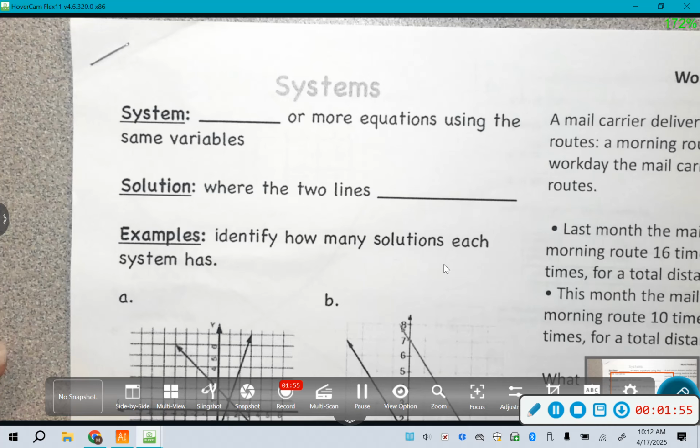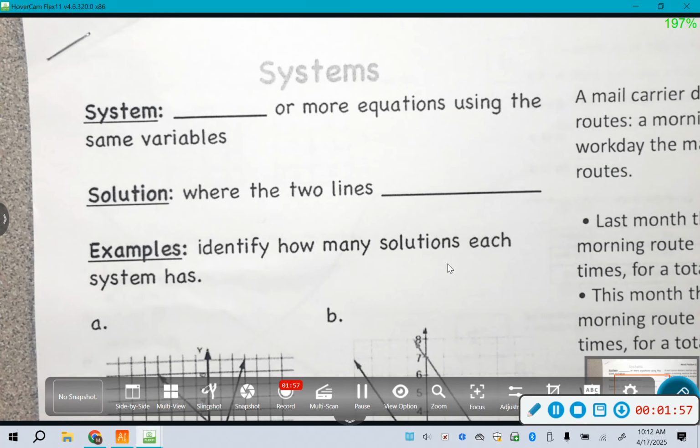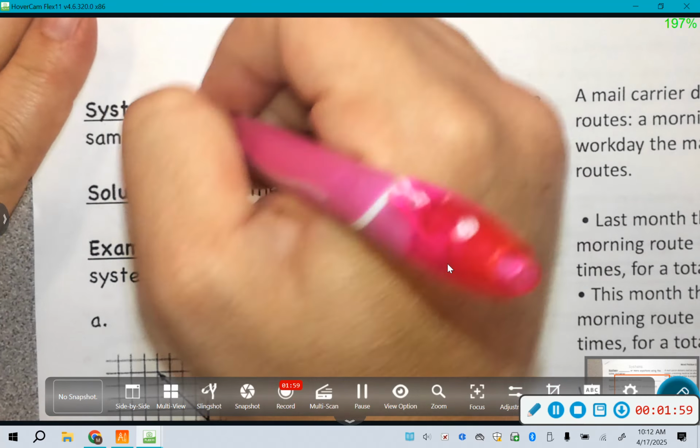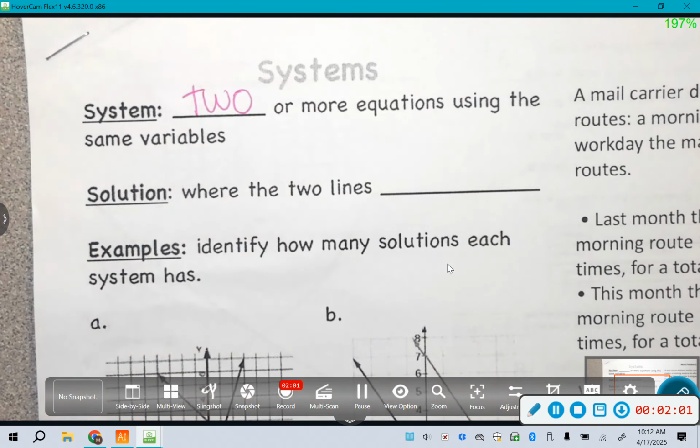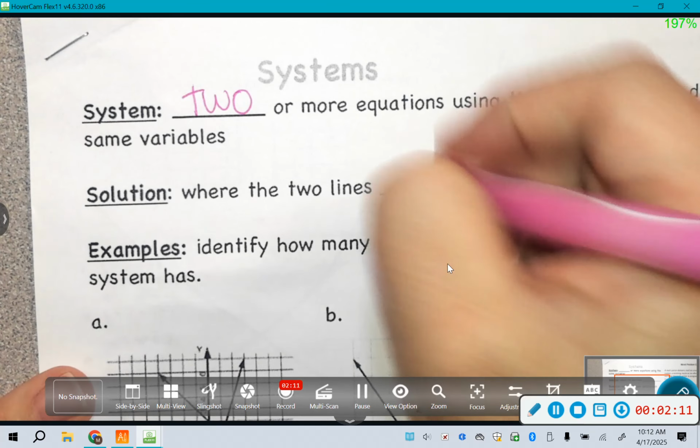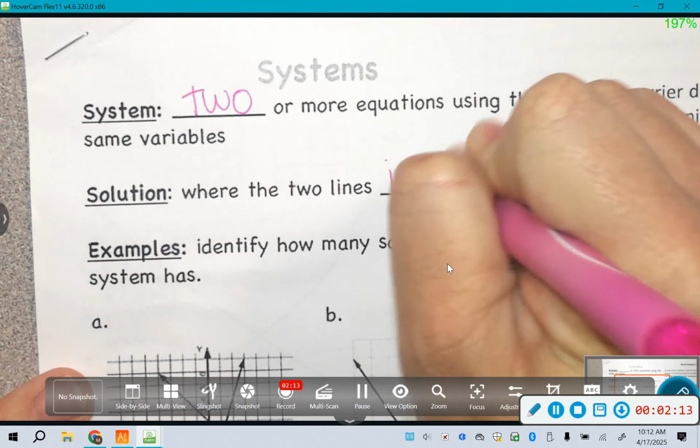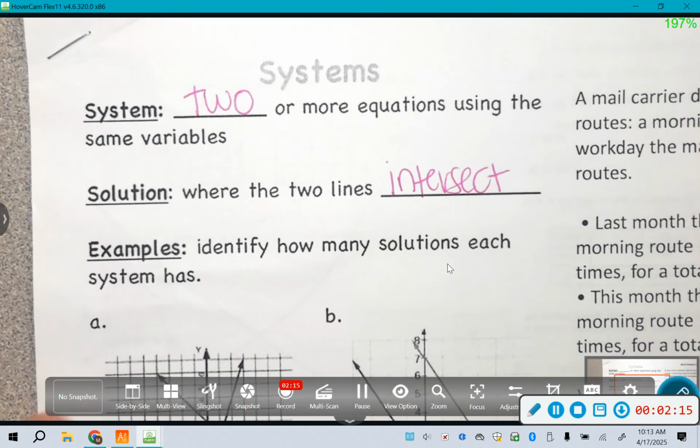So we are talking about systems. Systems are two or more equations using the same variables. The nice thing is in Algebra 1, we're really only looking at two equations, not more. So we don't have to worry about that part. Solutions are just where the two lines intersect, meet, touch, whatever word you want to use. It's where the two lines touch.